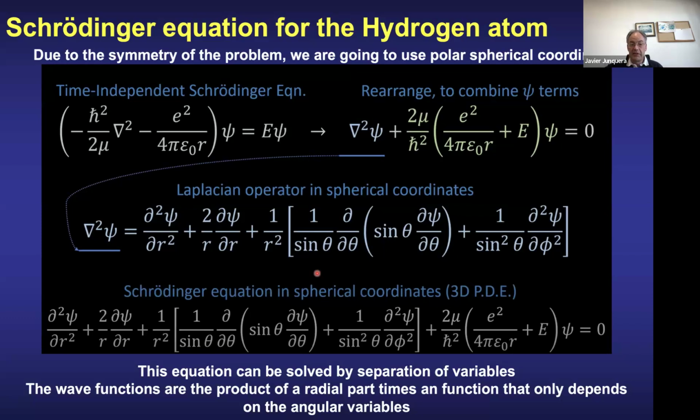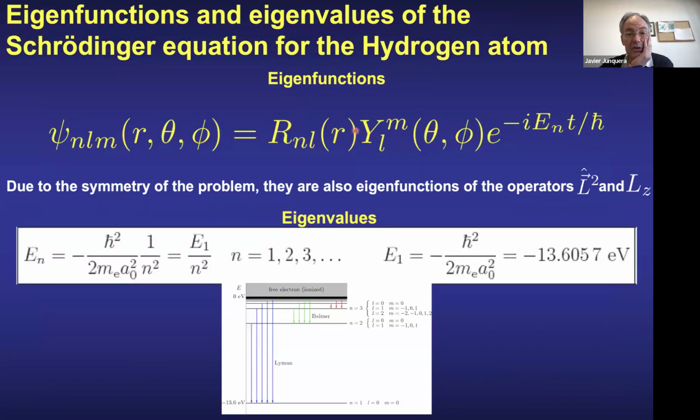But the most important message is that this equation can be solved by separation of variables. In particular, the wave functions can be considered as the product of a radial part times a function that only depends on the angular variables. And these functions that only depend on the angular variables are the spherical harmonics, okay?